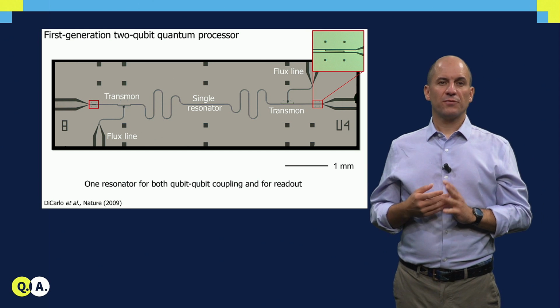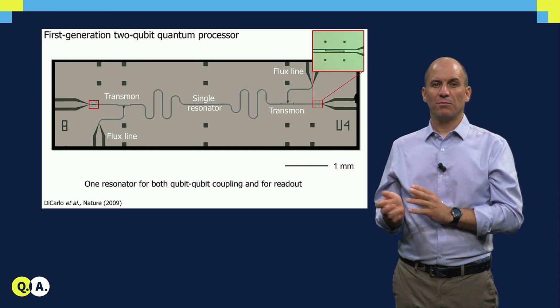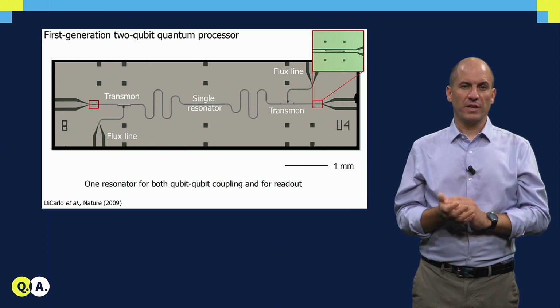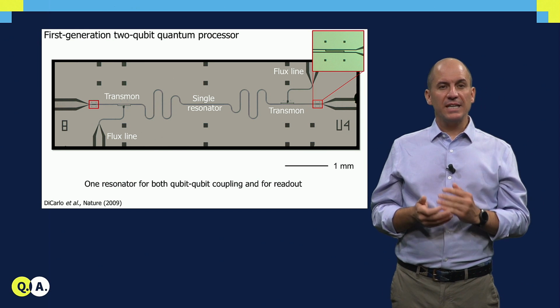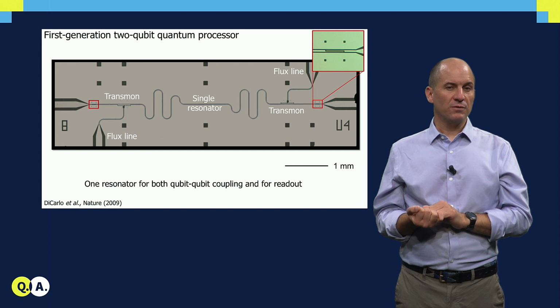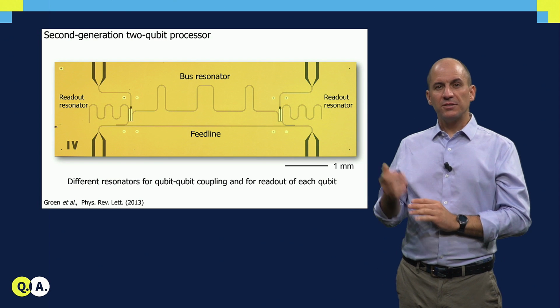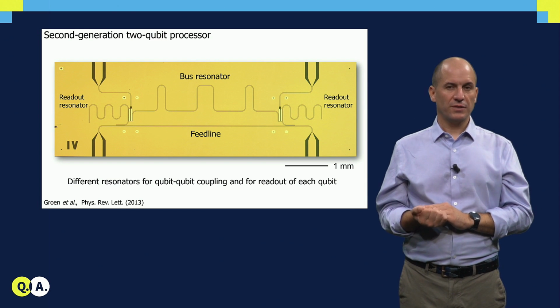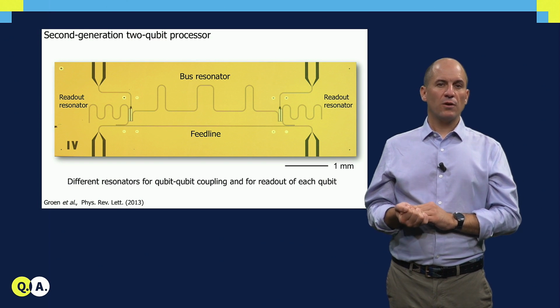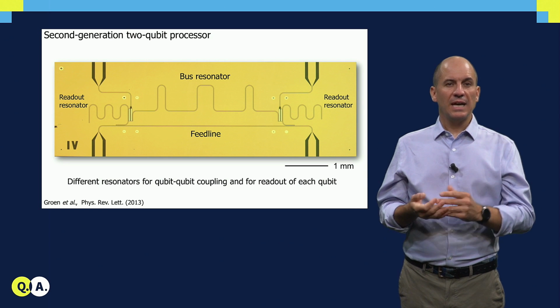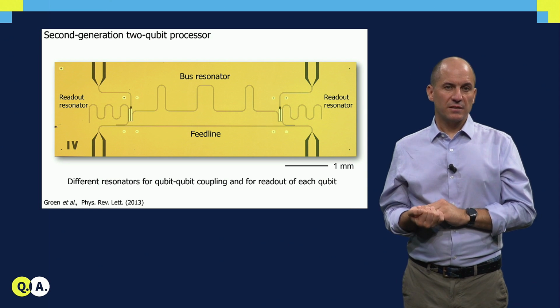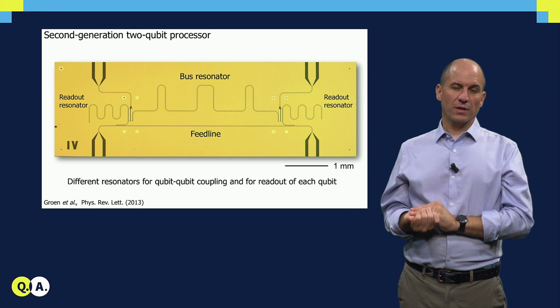The optimal parameters of a resonator for readout and for coupling are often in conflict with one another. For this reason, the next generation of processors that we built in Delft uses different resonators for these functions. Here's an example 2-qubit processor from 2013. Note the common λ/2 bus resonator in the middle and the λ/4 readout resonators, one per qubit, coupled to the common feed line.